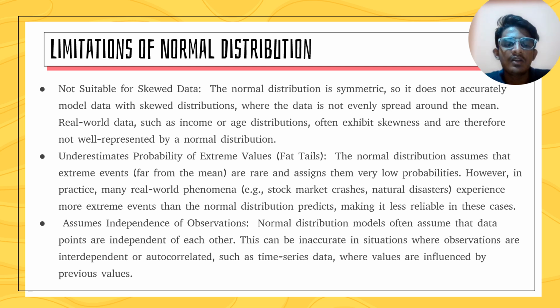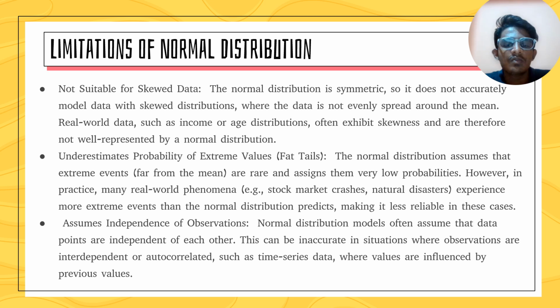Underestimates probability for extreme values. Fat tails. The normal distribution assumes that extreme events are rare and assigns them very low probability. However, in practice, many real-world phenomena experience more extreme events than the normal distribution predicts, making it less reliable in these cases.